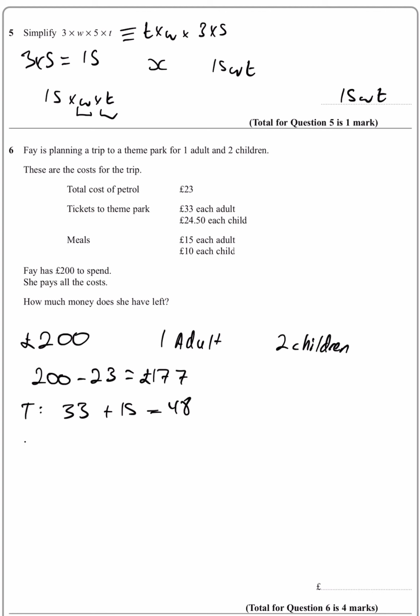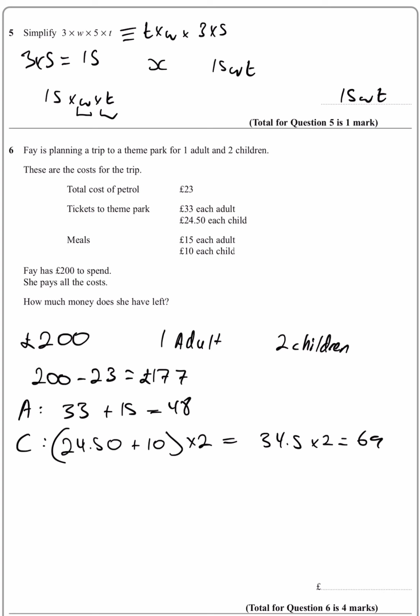For the, actually probably should change to adult. There you go. Now for the children, she has to pay £24.50 plus £10 multiplied by 2, since there are 2 children, which would be £34.50 multiplied by 2, which would be £69.